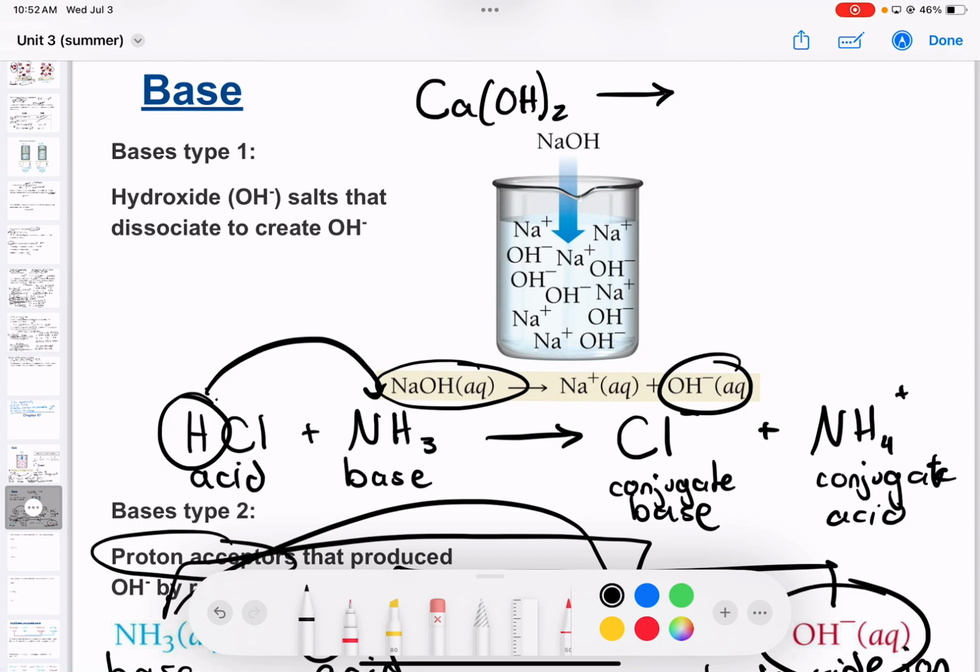So if you did calcium hydroxide, remember calcium's a 2+ ion, and so it'll actually have 2 hydroxides associated with it. So it'll make 2 hydroxides for every 1 mole of calcium hydroxide that you put in there. So that would also be this kind of type 1 base. So it's an ionic compound where the OH- is the anion. They dissolve, and that's why you get OH- as a product.